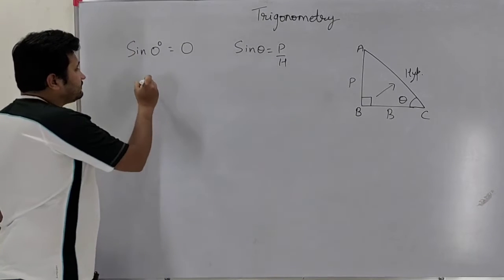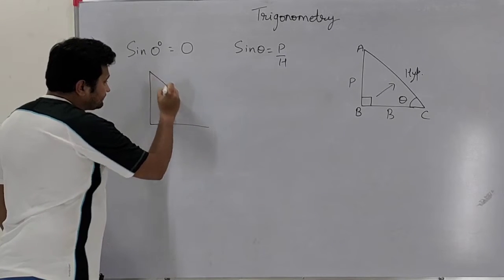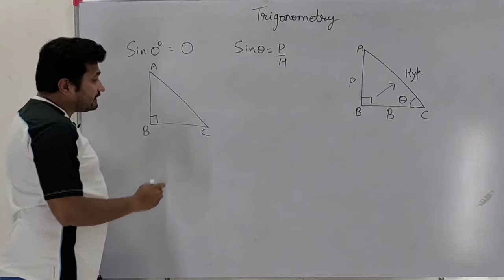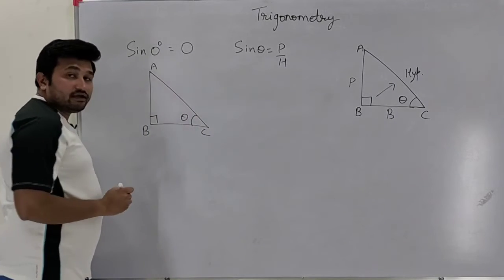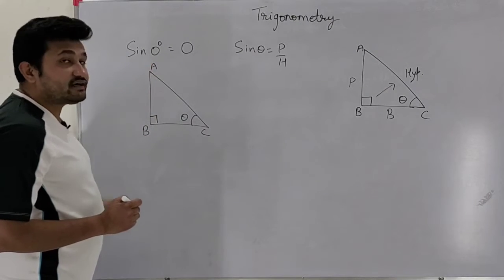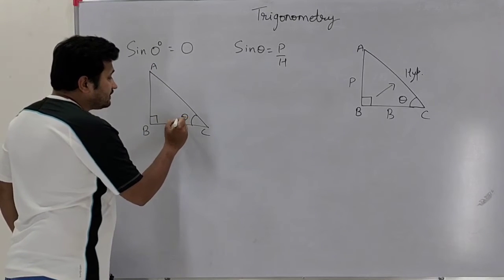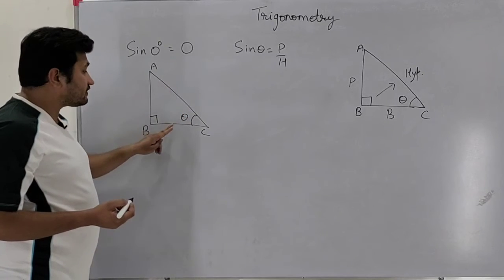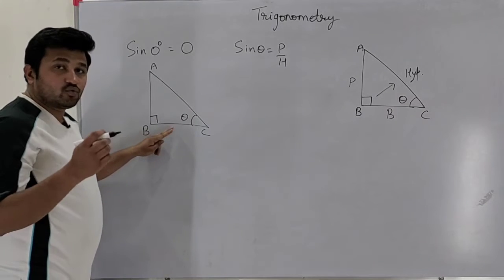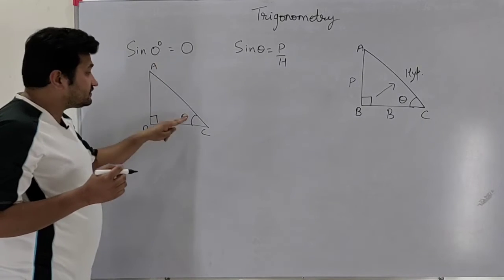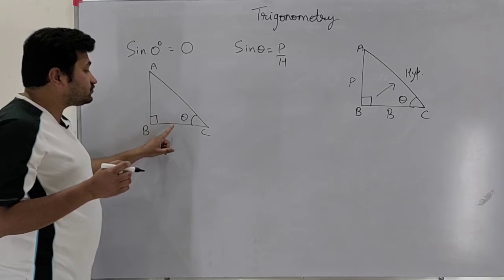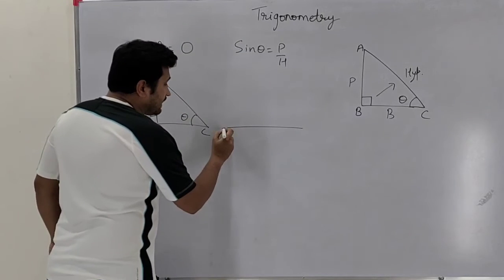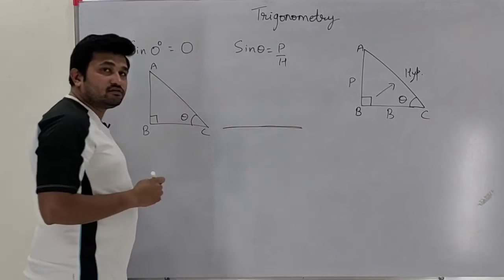When I am considering this right angle triangle ABC, which is right angled at B, if this is theta and I am considering theta as 0 degree, then what will happen is that the hypotenuse will coincide with the base. So if this theta is equal to 0 degree, the hypotenuse will lie on the base and our triangle will be like this. This is the base and the hypotenuse will also lie on the base only.